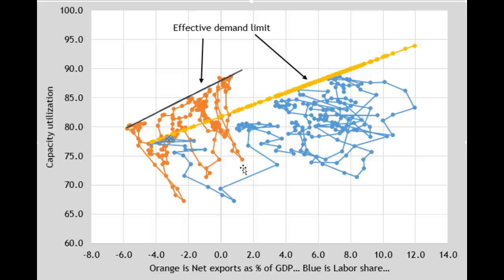So what are some takeaways from this? The takeaway is that the effective demand limit applies to net exports and it applies to labor share upon capacity utilization. I'm going to be talking more about this, but I just wanted to show that in the graph. Okay, this is done.